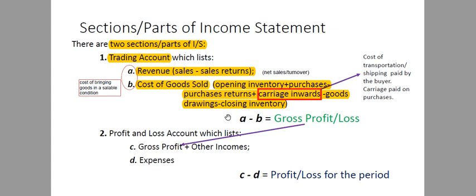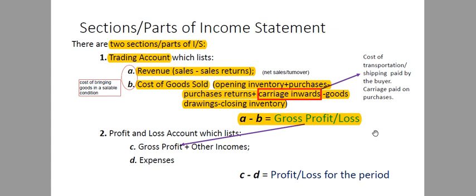So once you have calculated A and B, then just minus the B from A, which means cost of goods sold is subtracted from the revenue and you get your gross profit or loss. Gross profit, if it's a positive answer, that will be the case most of the time, and if you get a negative answer, then it's a loss. So that's it. The second bullet point we'll not discuss now. That will be included with next week's lesson, where we will show you the second section of the income statement.